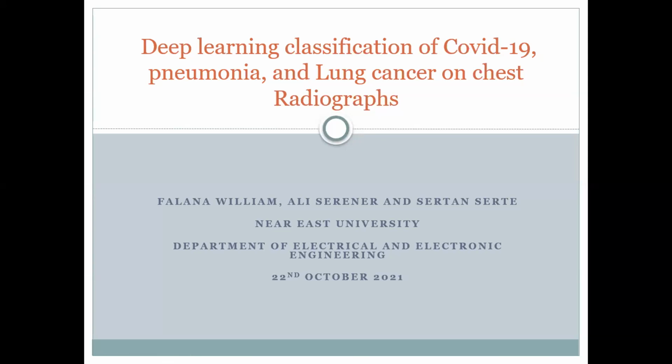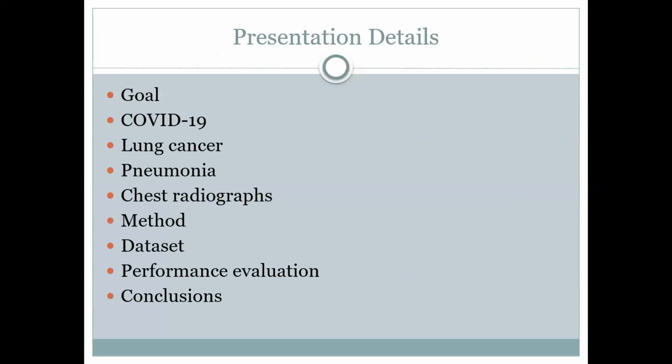The second paper is deep learning classification of COVID-19 pneumonia and lung cancer on chest radiographs. This one we are specifically focused on X-ray scans, and the reason basically is because they're available in hospitals. Most hospitals have X-ray scans, and it's easy for them to get, and access is cheaper compared to the CT scan.